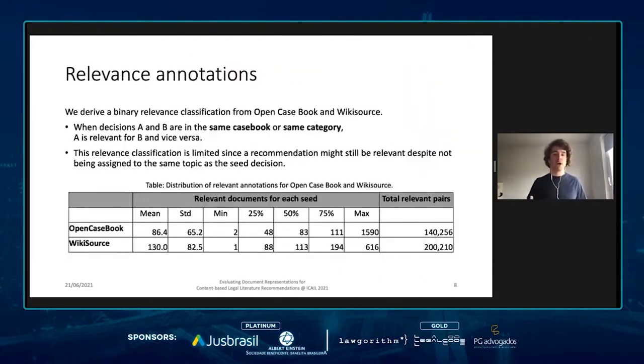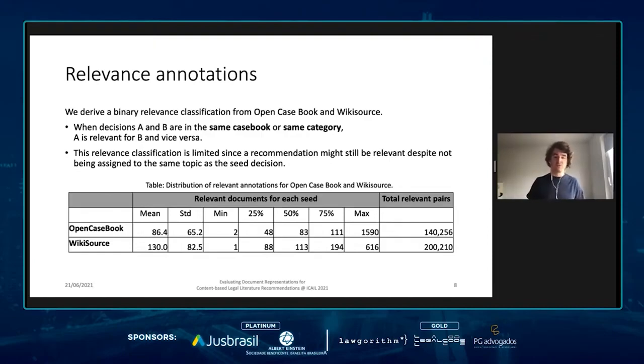But how do we derive relevance annotations from these data sets? In our experiments, we are considering a recommender scenario where we have a seed document and we want to know which other document would be a relevant recommendation for the seed. So as ground truth data, we need pairs of documents that are relevant for each other. The two data sets provide exactly this information. For example, when decisions A and B are in the same casebook or in the same Wikisource category, we can say that A is relevant for B and vice versa.